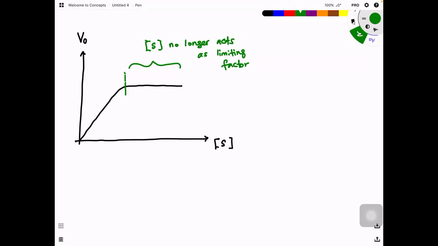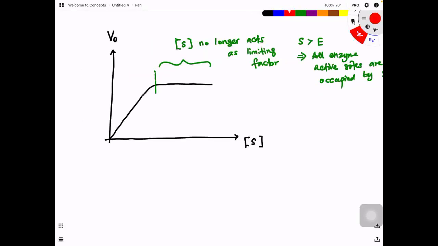Why? Because if the substrate concentration no longer acts as a limiting factor, it means substrate is more than enzyme. So all the enzyme active sites are occupied by substrate. Correct or not? Because substrate is more than enzyme, at a particular time the enzyme active sites are occupied by the substrate. So all my enzyme is used up already, right? Because all are already occupied, my enzyme works at the maximum rate. So if I draw a line here, this will be my Vmax.